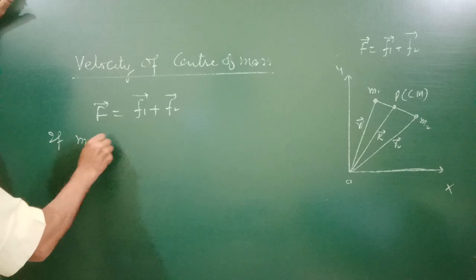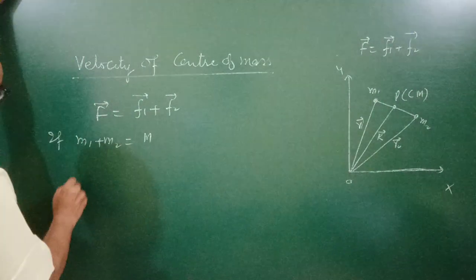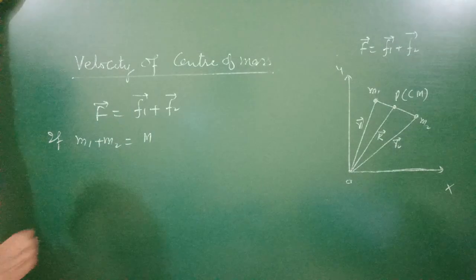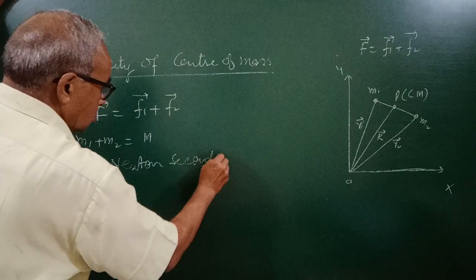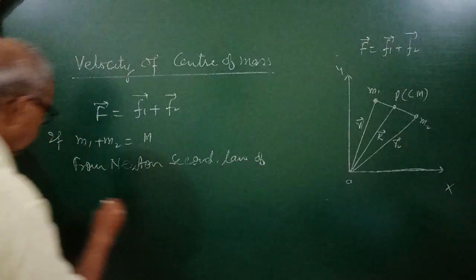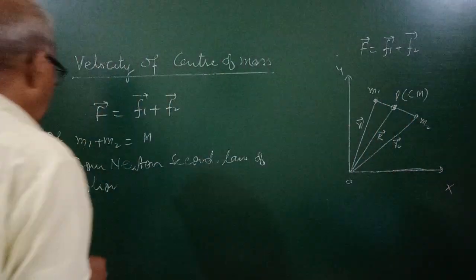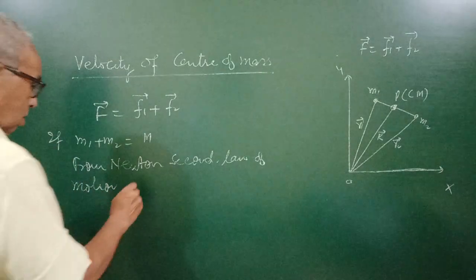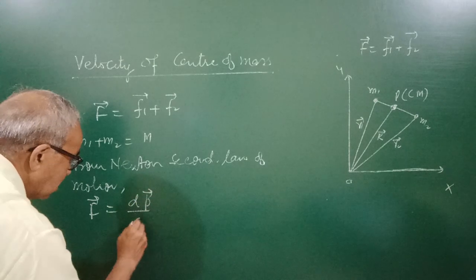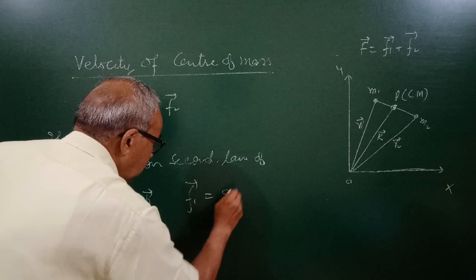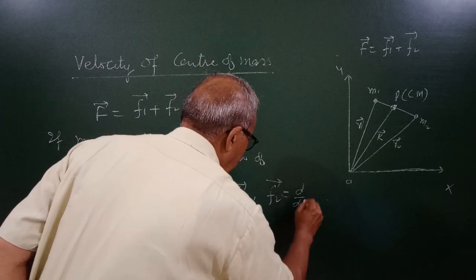If m1 plus m2 equals M, coming from Newton's second law of motion, where M is the mass of the center of mass, vector F can be written as dp over dt, and F1 equals d by dt of p1, or F2 equals d by dt of p2.